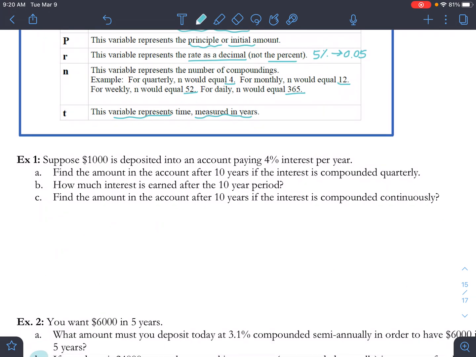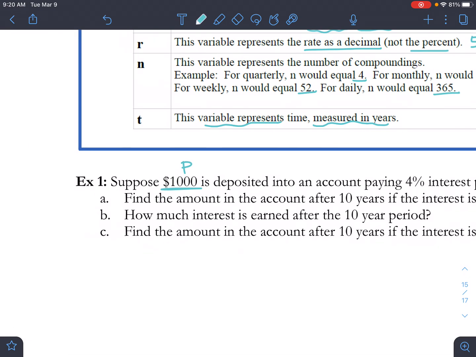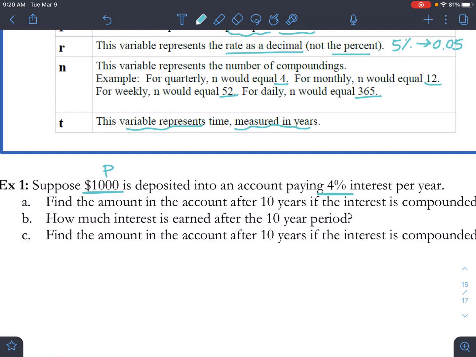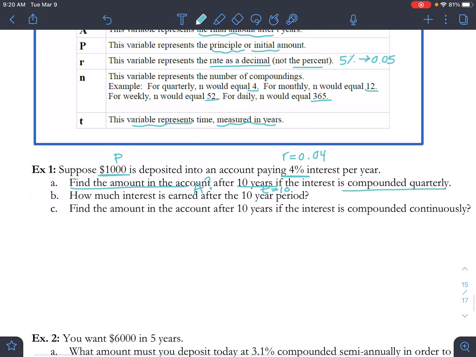So suppose 1,000 is deposited. This is the principal amount, into an account that pays 4%, so R would be 0.04 interest per year. Find the amount in the account after 10 years. So what is A? T is 10, and the interest is compounded quarterly. That would mean N is equal to 4. So we've got our little equation. We're just doing part A right now. A equals P times (1 plus r over n) to the nt.